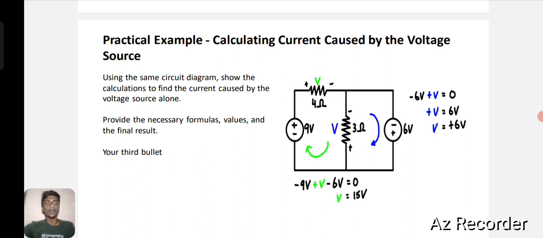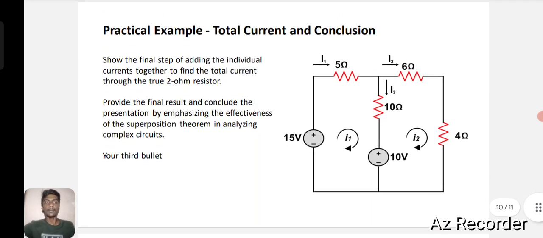We are using the 4 ohm resistor, 3 ohm resistor, and voltages of 9 volts and 6 volts. We have applied KVL to this circuit. Next is a practical example: total current and conclusion. Show the final step of adding the individual currents together to find the total current through the 2 ohm resistor. Provide the final result and conclude the presentation by emphasizing the effectiveness of the superposition theorem in analyzing the example circuits. We have applied the same circuit to KVL and considered the values.